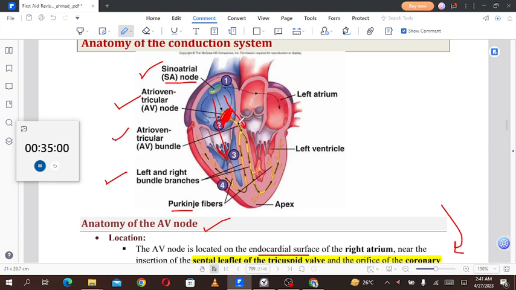the Purkinje fibers, or maybe the bundle of His, they come out of suppression and they become pacemakers themselves. So maybe the Purkinje fibers start generating the impulses for the ventricles. The rate is lower, but they do that.